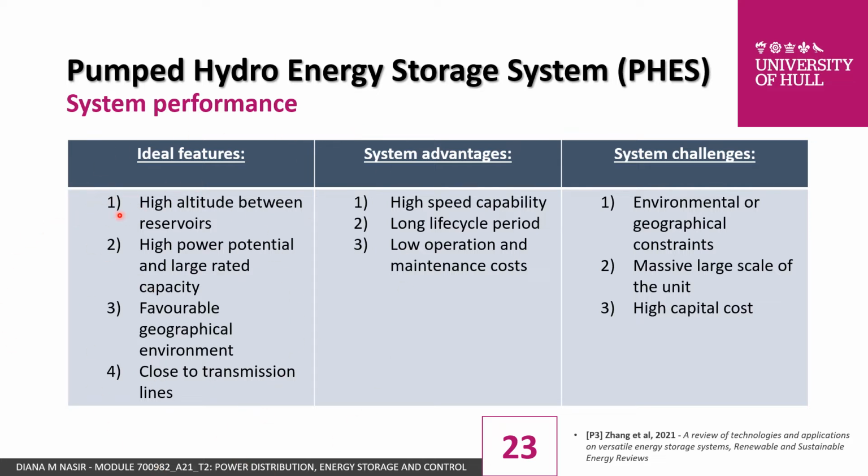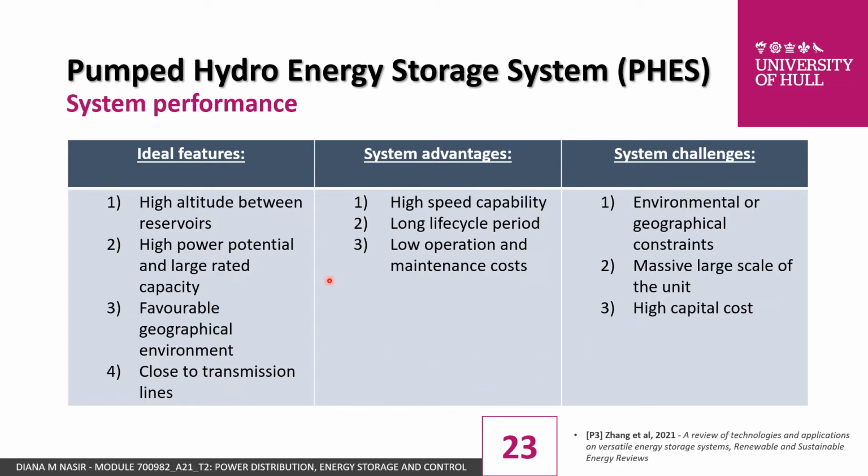Number one is the altitude between the reservoirs. The greater the altitude between the upper and the lower reservoirs, definitely the better the features of the system. And we have learned that the system has an efficiency between 70 to 85%. Definitely it will give you higher power potential and large rated capacity. Favorable geographical environments: of course, if you have a large water catchment, it will give you better performance. And if it is close to transmission lines, of course it is easier to transmit the generated electricity.